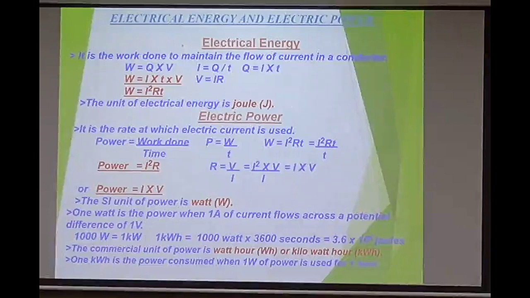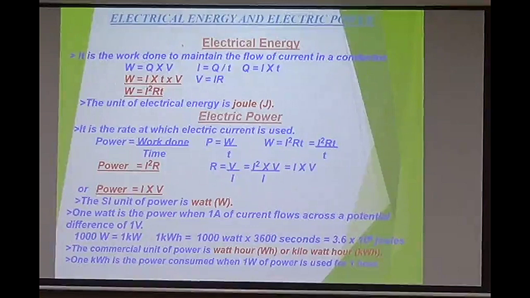W will be equal to Q into V, and now you can substitute for capital Q from the first formula I equal to Q upon T. Q will be equal to I into T, and for capital V also, you can substitute from Ohm's law, IR. So substituting, we get W is equal to I into T into V, or W is equal to I square R T. Now what will be the unit of energy? Same as work, that is joule.